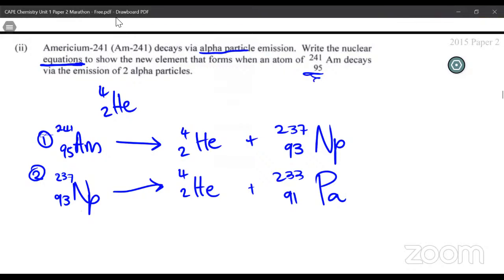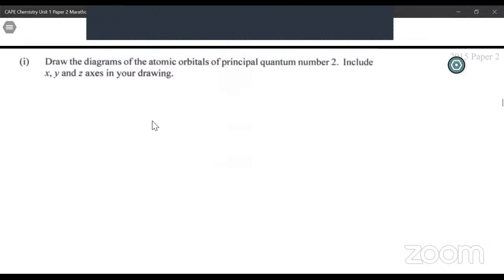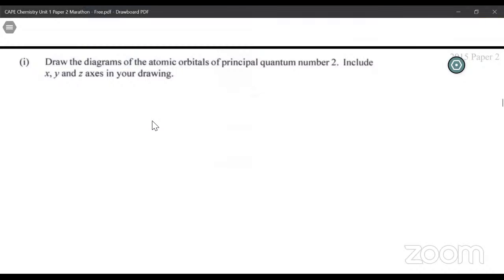Now, let's continue. Who says they don't repeat questions on past papers? Isn't this fancy? 2015 paper 2 wants you again to draw the atomic orbitals for the principal quantum number 2 and include the X, Y, and Z axes in your drawings. So first you have your S orbital.